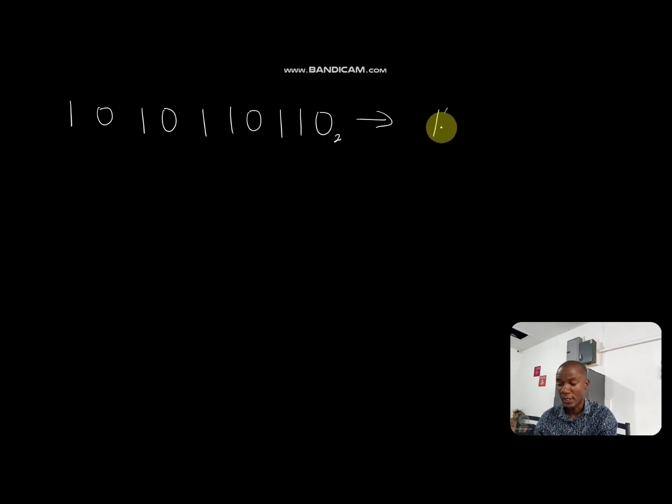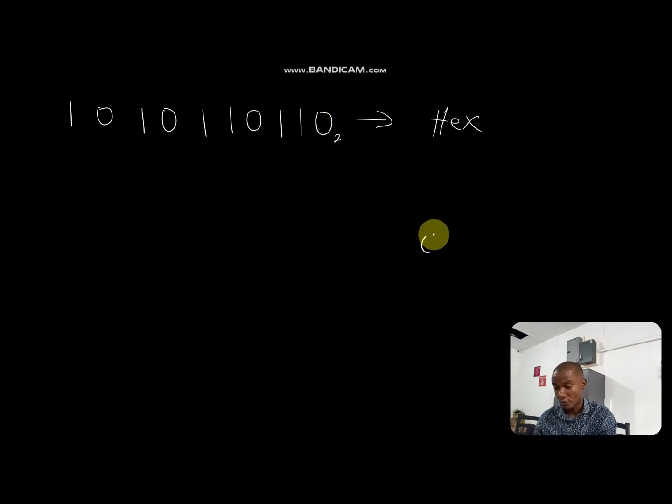Let's try for the last time. So we have 1 0 1 0 1 1 0 1 1 0 base 2, and we have to change this to hexadecimal. We regroup these ones in groups of 4 bits. So 1 2 3 4.